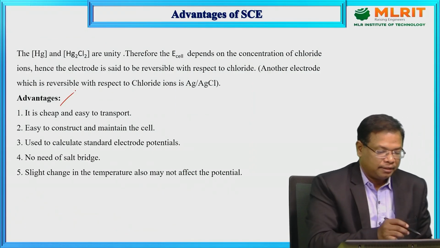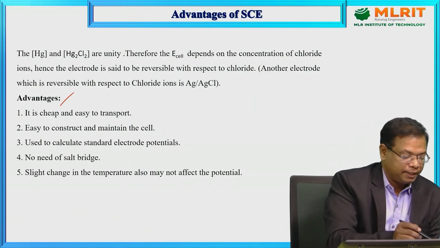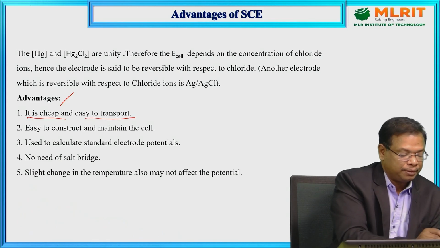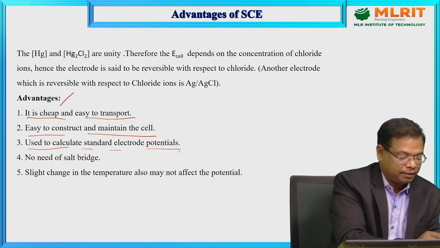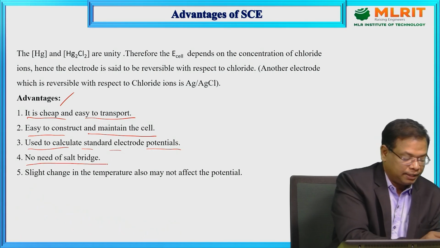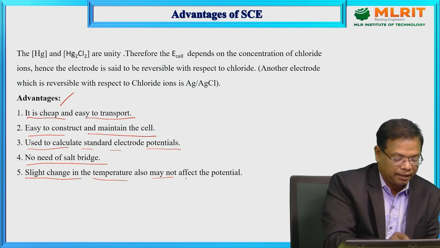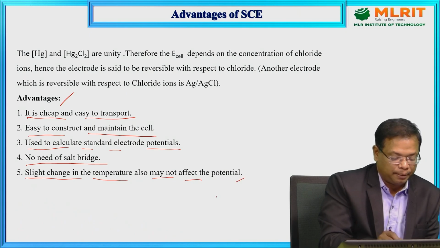Advantages of the saturated calomel electrode: it is cheap and easy to transport, easy to construct and maintain. It is used to calculate standard electrode potentials. There is no need for a salt bridge, and a slight change in temperature does not affect the potential of the electrode.